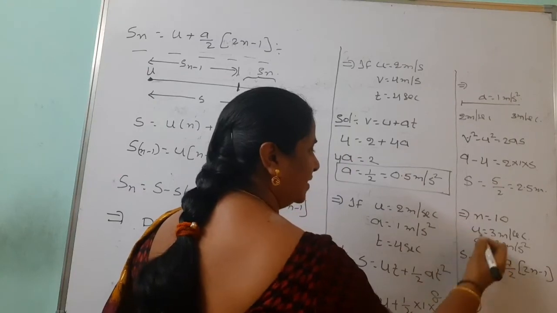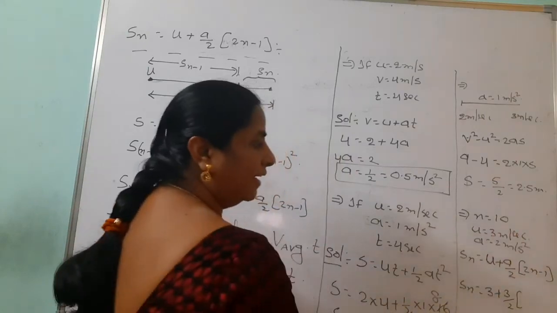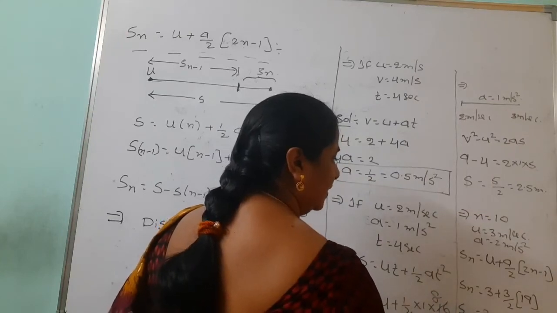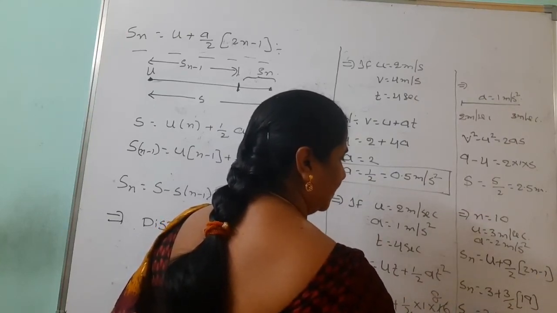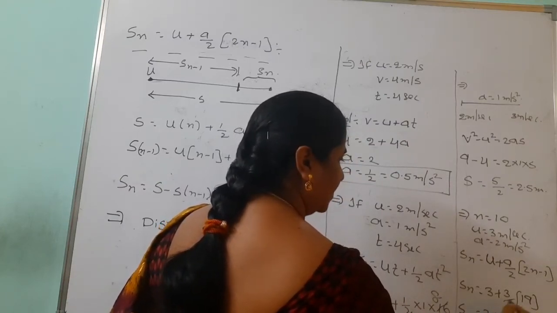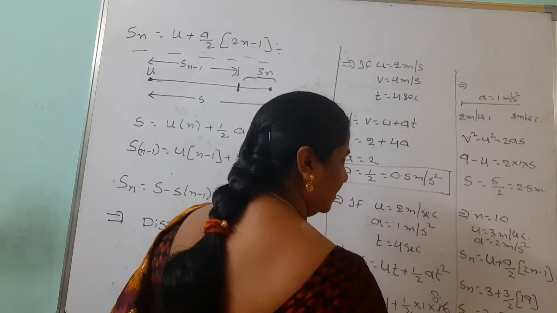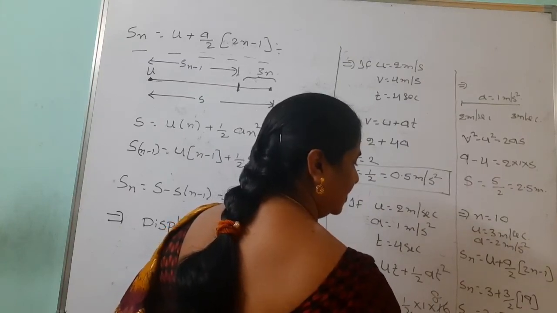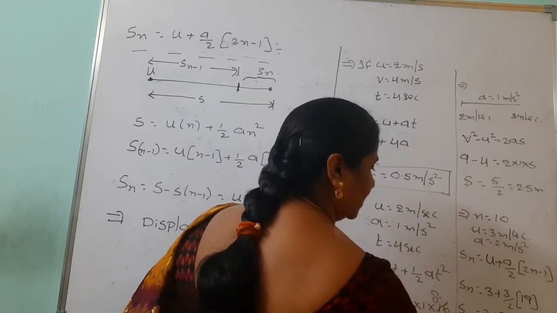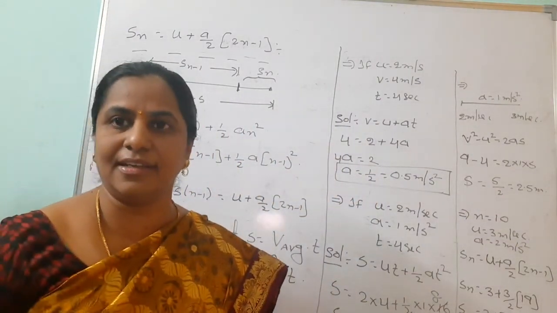So Sn equals, instead of u we take 3, plus 2 by 2. Instead of n we take 10, 10 into 2 is 20, minus 1 is 19. Finally, after simplification, you get Sn equals 3 plus 19 by 2, which is 6 plus 57 by 2, this is 63 by 2 meters.